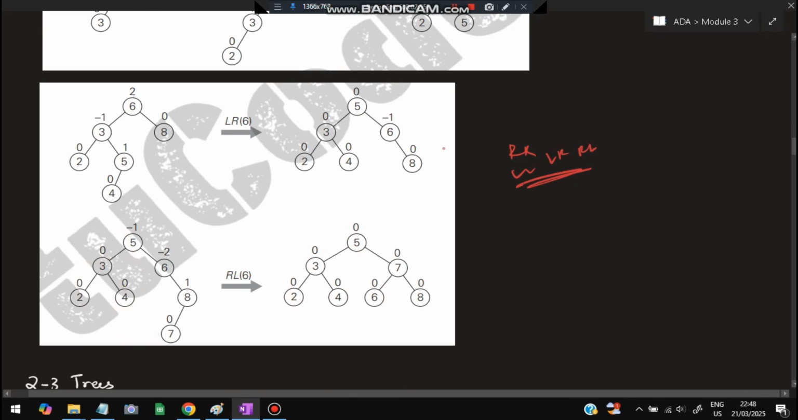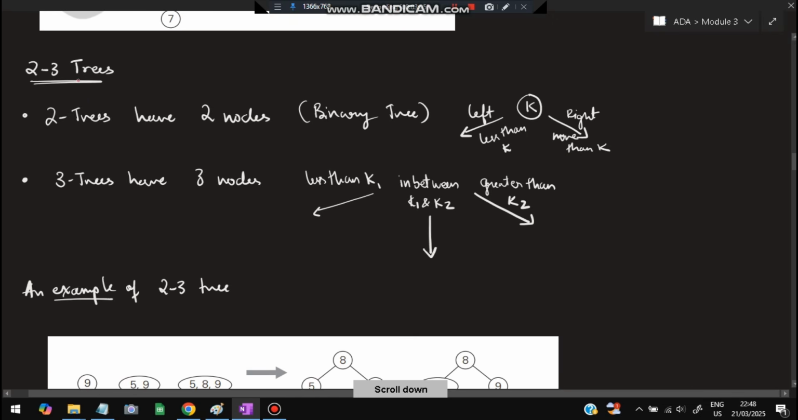You need to know these very well, and they can ask you in the exam. They can give you elements and ask you to calculate with how many rotations you can convert it into an AVL tree. Okay, next is 2-3 trees.